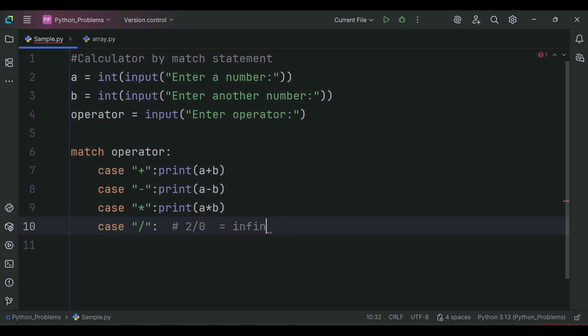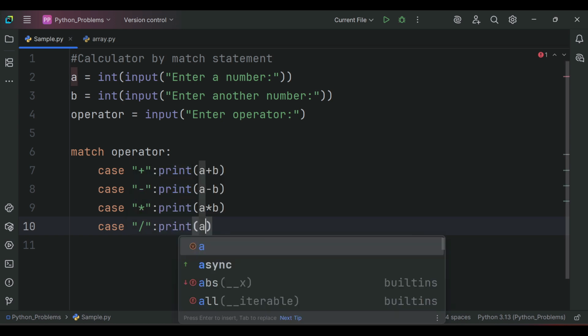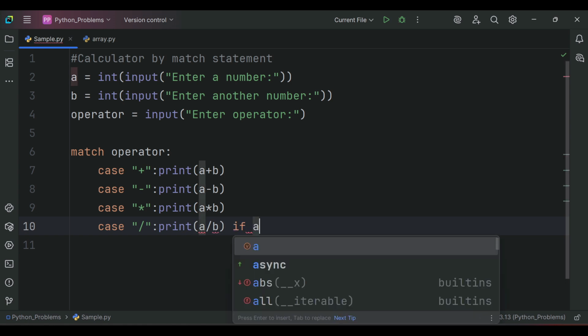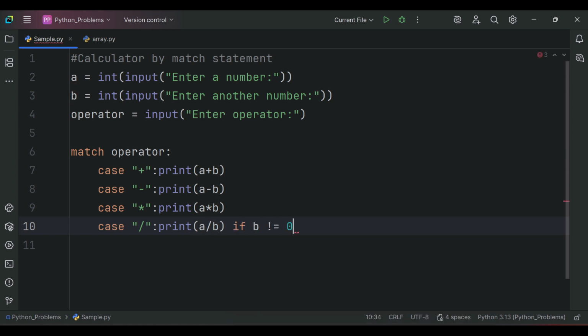That's why you have to write the program like this: print a by b. Here, b must and should be not equal to 0. If b is equal to 0, the division is not possible. When the operator is division, it is possible only when b is not equal to 0. If b is not equal to 0, the answer is this.